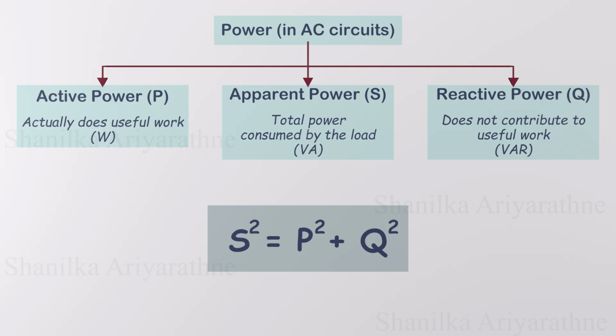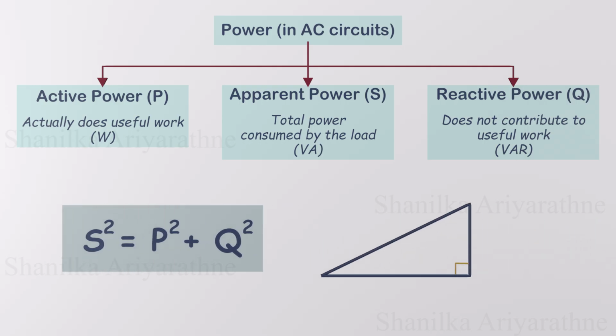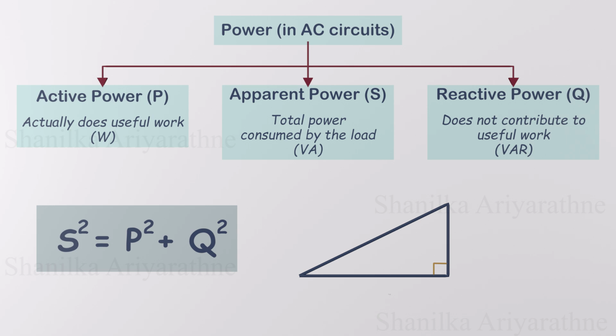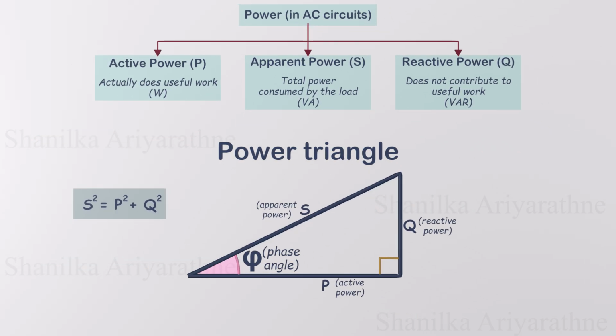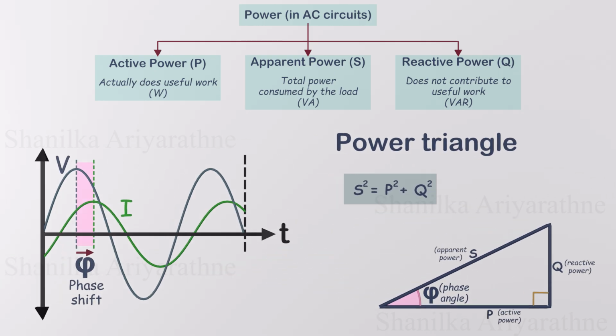Because of this mathematical similarity, we can represent the magnitudes of these three types of power proportionally using a right triangle, where one side represents active power, another side represents reactive power, and the hypotenuse represents apparent power. This visual representation is called the power triangle, and it becomes a powerful tool for solving various power-related problems. The angle between apparent power and active power is called the phase angle.